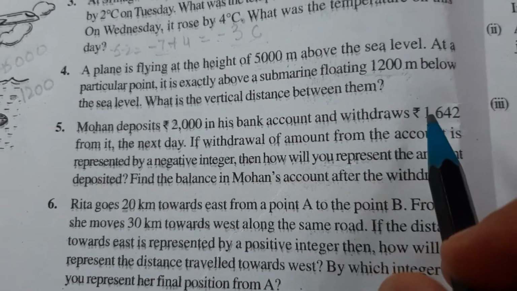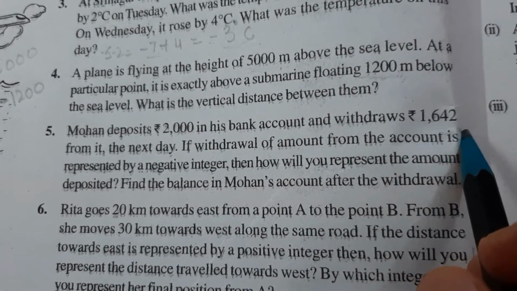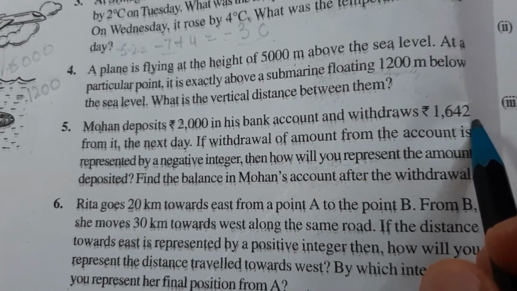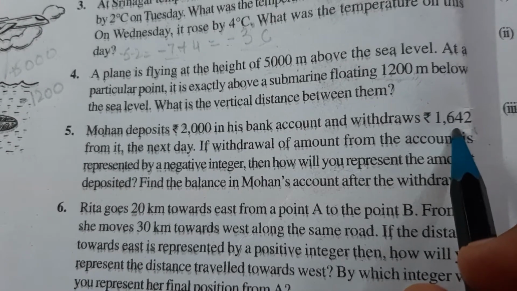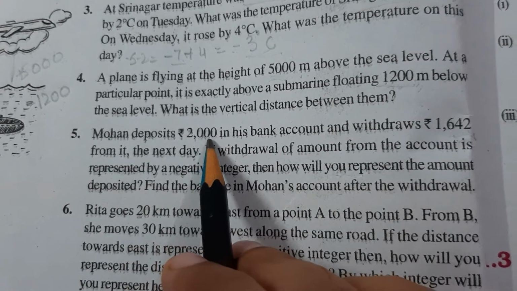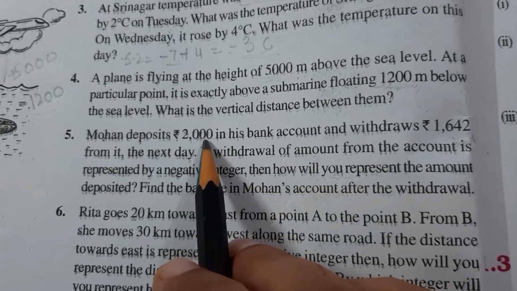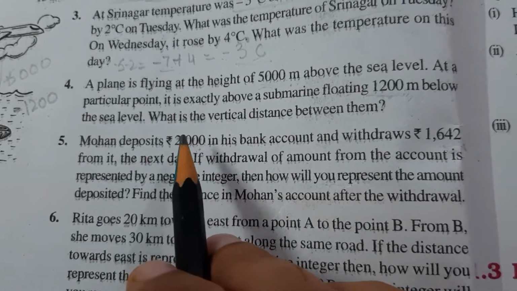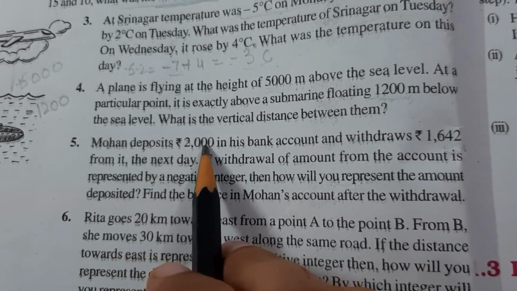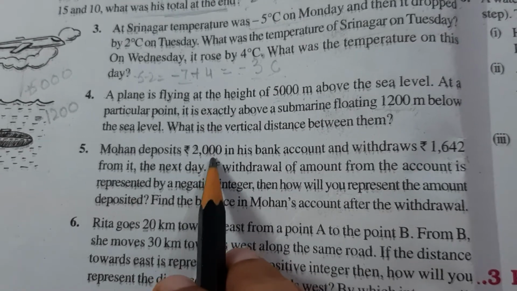It is already mentioned in the statement that withdrawing of money is taken as a negative integer. If withdrawing of money is a negative integer, then depositing money will be a positive integer. This is a negative integer and this is a positive integer. So this is the answer of the first part. This is a positive integer.